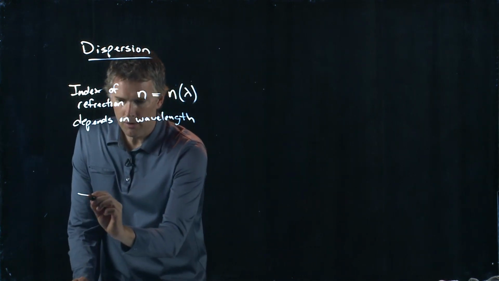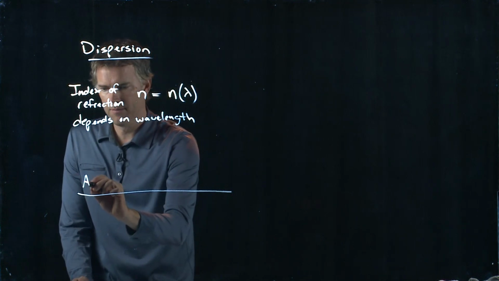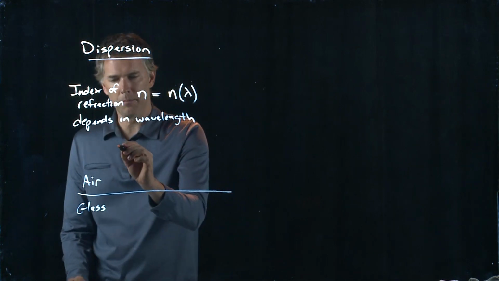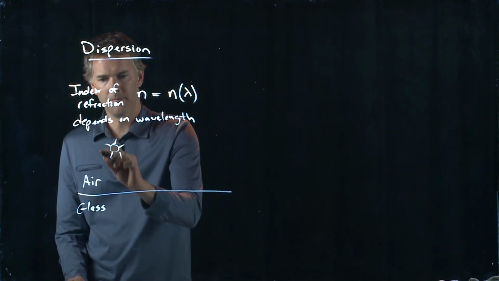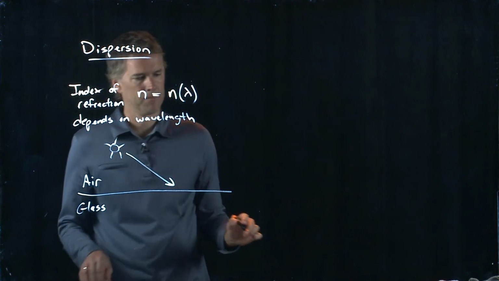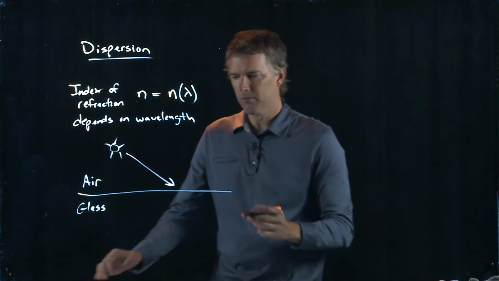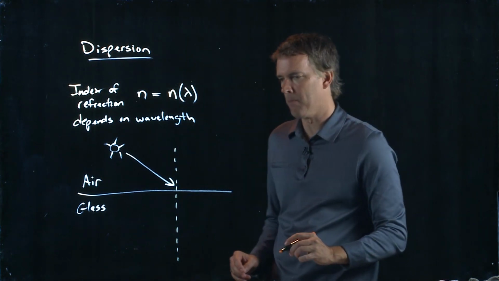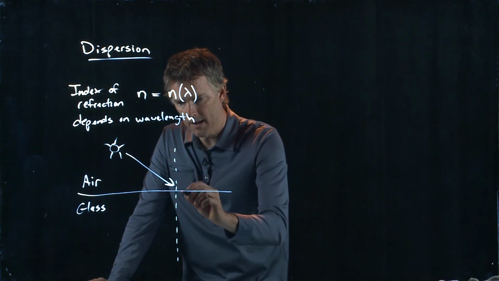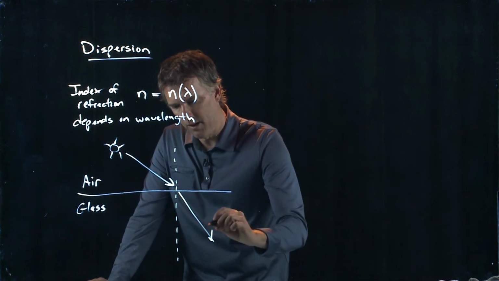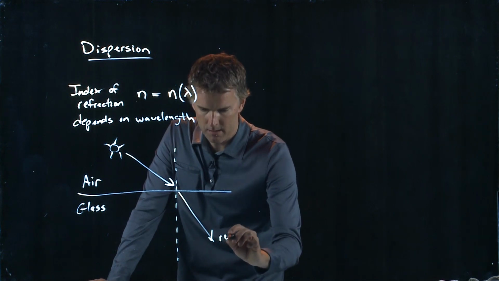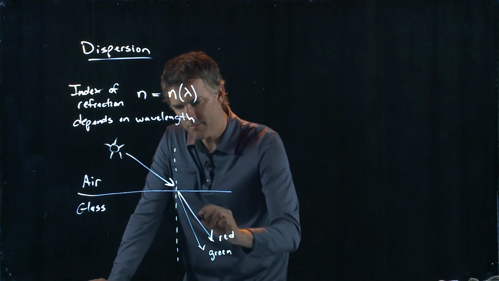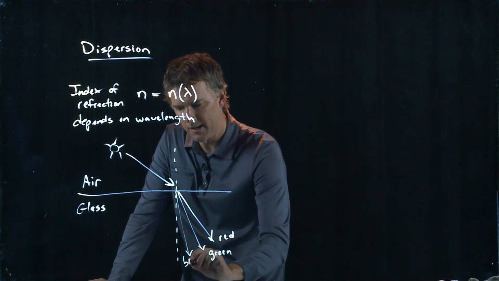So when I go from air into glass, and let's say that I'm using sunlight. Here's my sunlight. When it goes into the glass, we know what happens, right? It refracts, and so it's going to bend at a different angle. But it bends this direction if it is red. It bends to this direction if it is green. And it bends to this direction if it is blue.